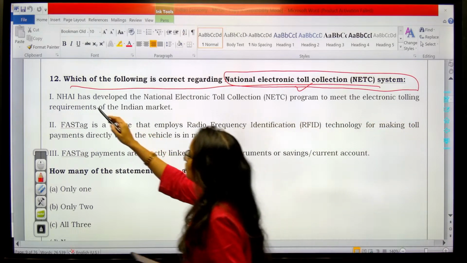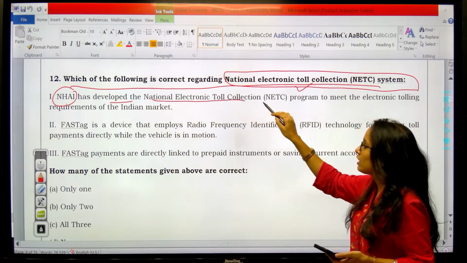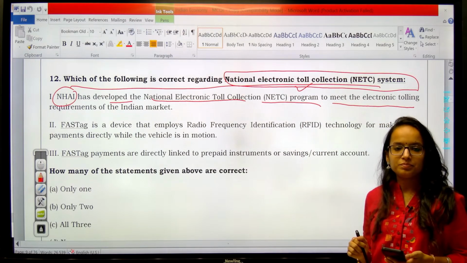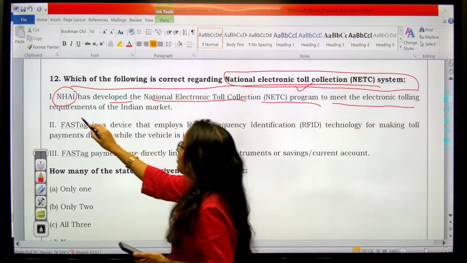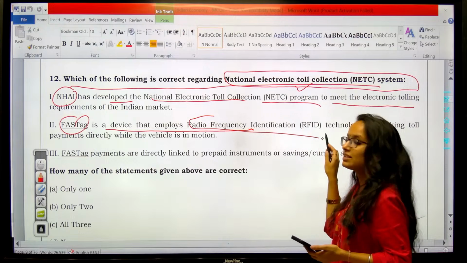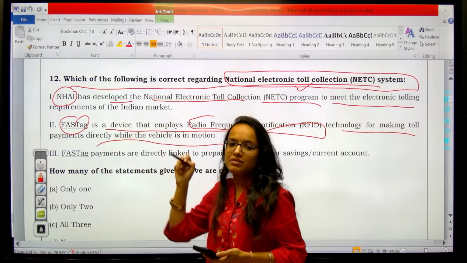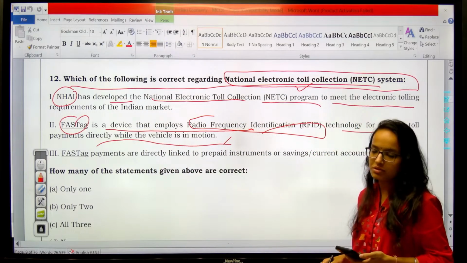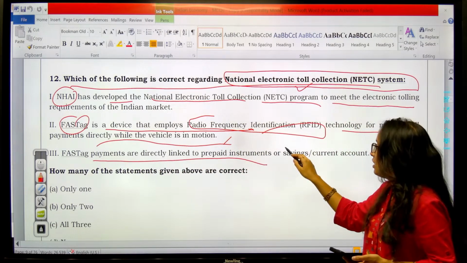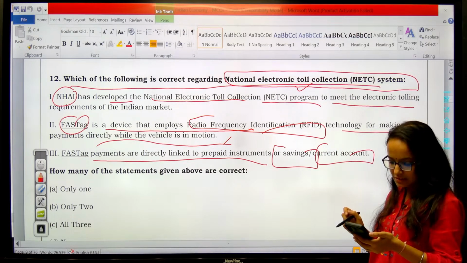First says that NHAI, National Highways Authority of India, has developed the National Electronic Toll Collection Program to meet the electronic tolling requirements of the Indian market. Second says, FASTag is a device that employs RFID, radio frequency identification, technology for making toll payments directly while the vehicle is in motion. Third says FASTag payments are directly linked to prepaid instruments or the savings account or current account of the person. Which of the above are correct?